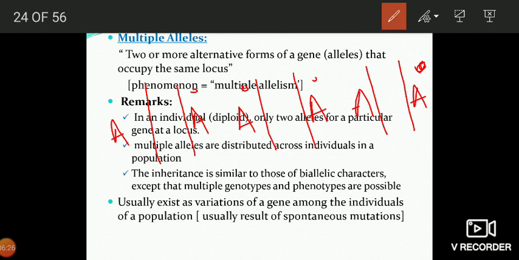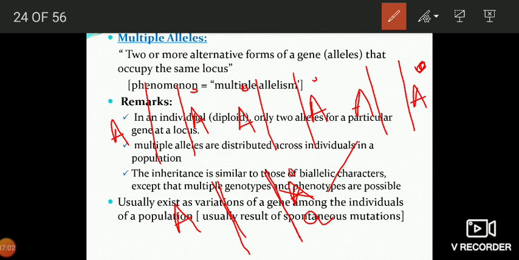Say after some time a new generation formed, a new generation arose from these individuals, and some of the individuals of the new generation, for example this individual, this A naught, it got mutated. इसमें एक चेंज आ गई, म्यूटेशन हो गई. ओके, इस वाले एलील में, इस वाले जीन में म्यूटेशन हो गई, and it changed to small a. This is how multiple allelism comes into being.